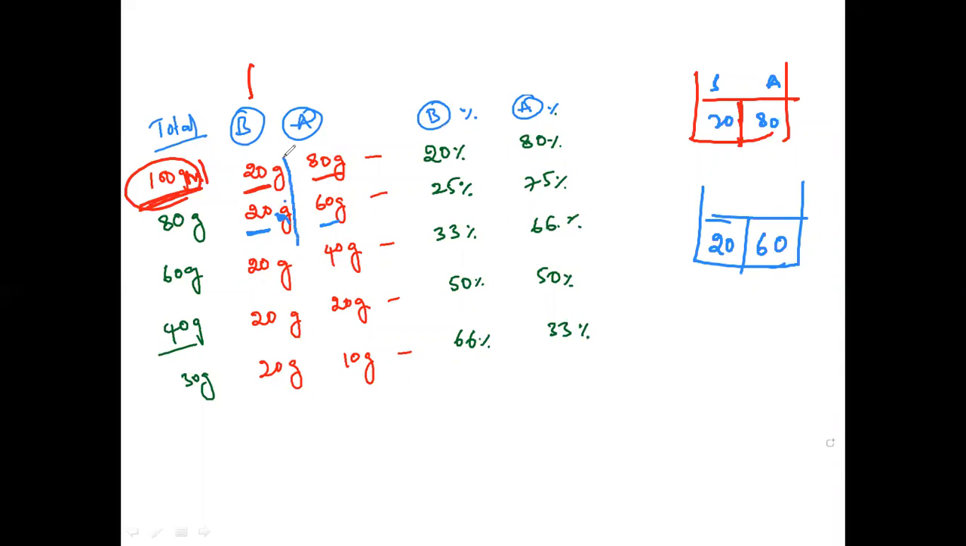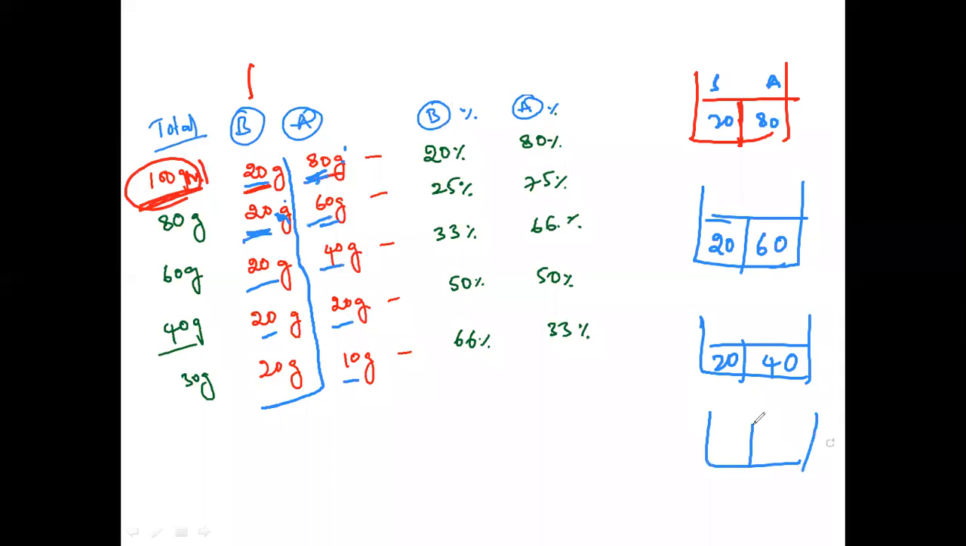That means here you can observe the composition of B is not changing here: 20, 20, 20, 20. Both the composition of B is not changing, but the composition of A is decreasing here. So why is it decreasing here? 80 ml ఉన్నది ఫస్ట్ కొద్దిసేపు అయిన తర్వాత 60 ml అవుతుంది, 40 ml అవుతుంది, 20 ml అవుతుంది, 10 ml అవుతుంది. So now the composition of A is decreasing like this.